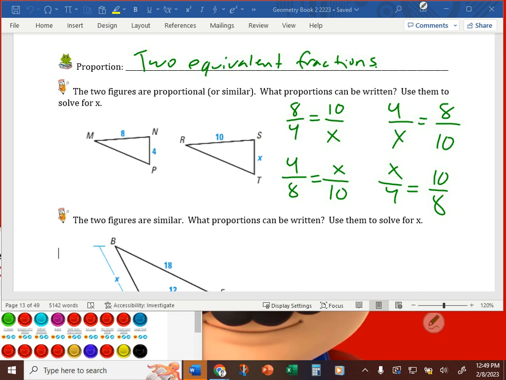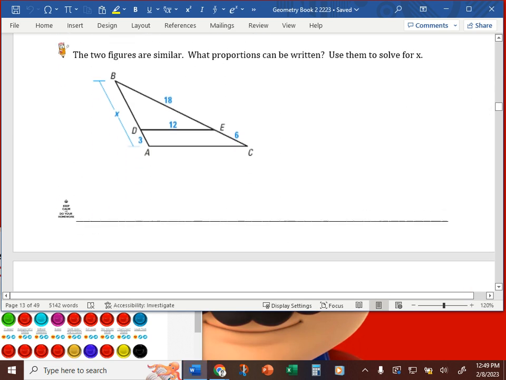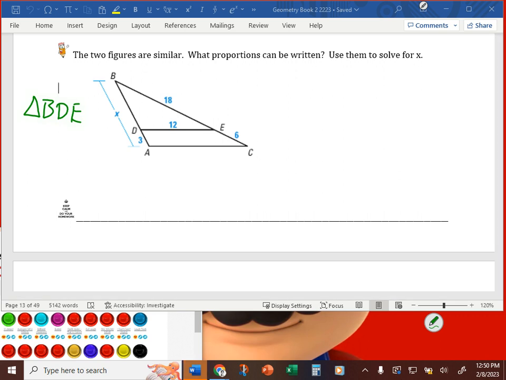Okay. So things get a little bit trickier. When it says the two figures are similar, what two figures are we talking about here? Anthony. There's a shorter one and then there's a longer one. We have triangle BDE, this smaller triangle that's inside this larger one. And then we have triangle BAC.